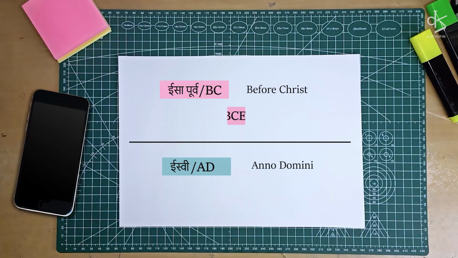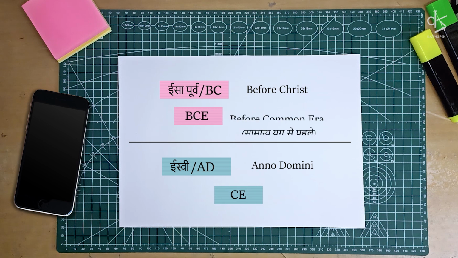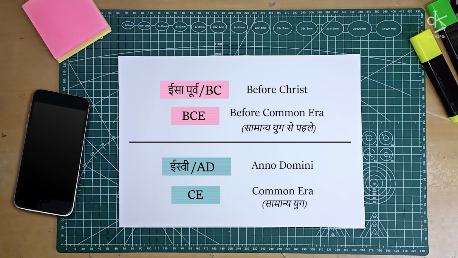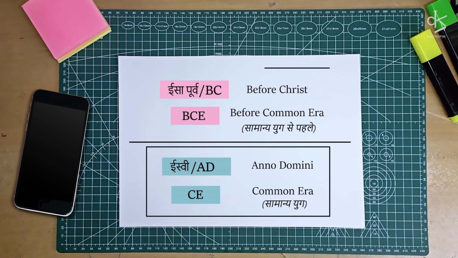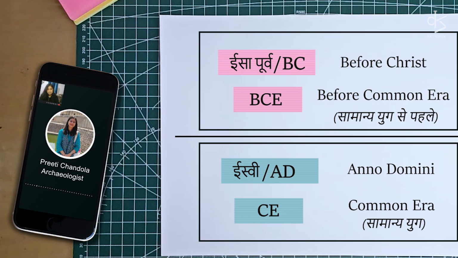As we discuss BC AD, which is also known as BCE CE, BC, before Christ, and BCE, before Common Era, are the same. AD, Anno Domini, and CE, Common Era, are the same. So, how did the traditional BC AD dating system transition into BCE CE, which we use today? What was the use of bringing in this all new concept in the academic field?